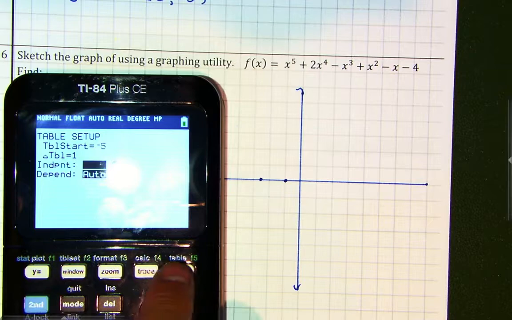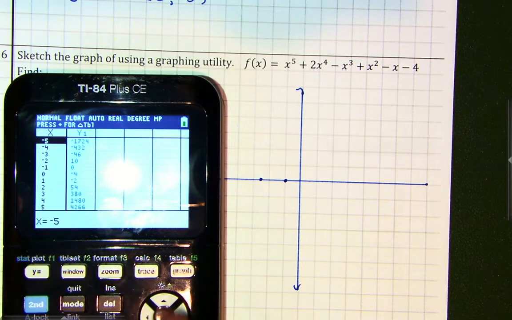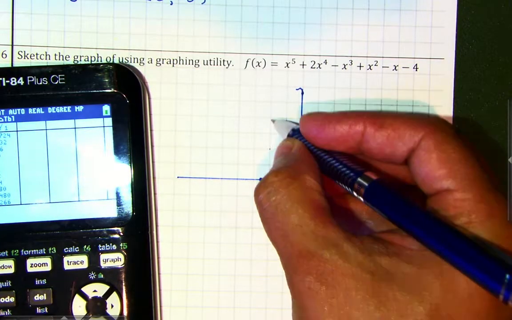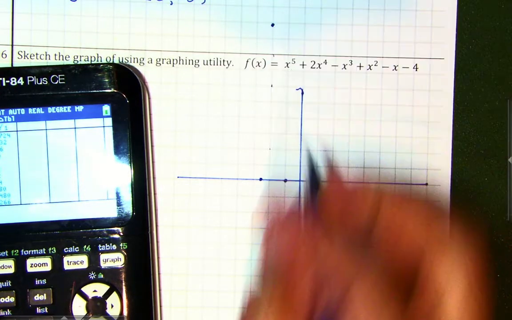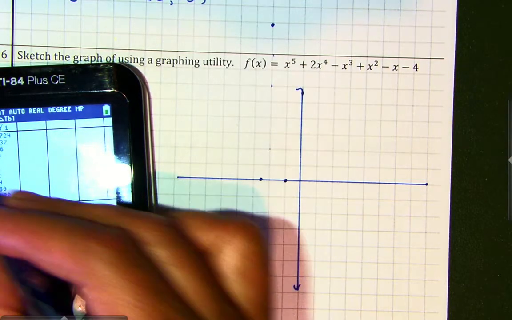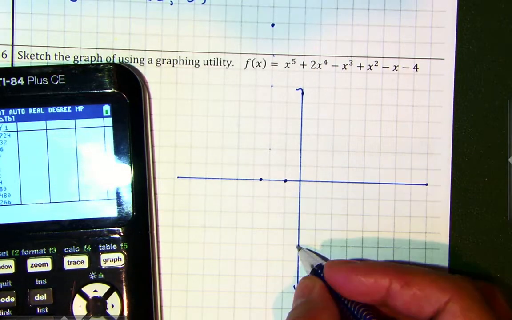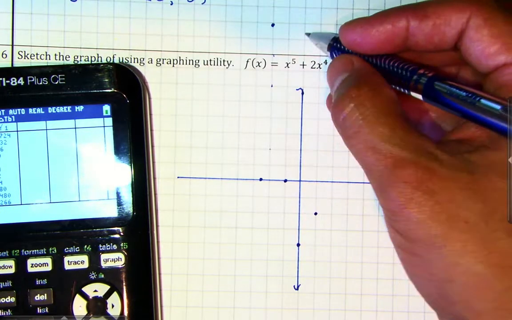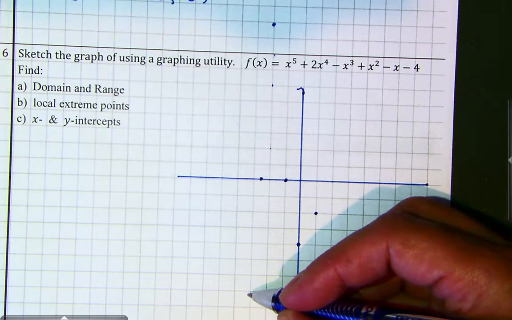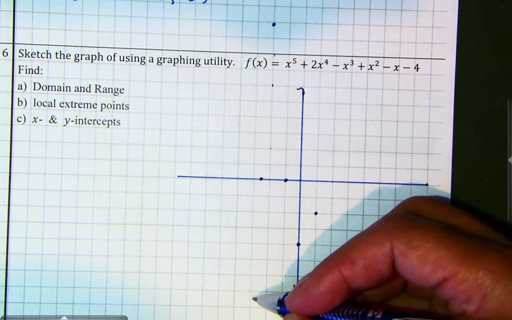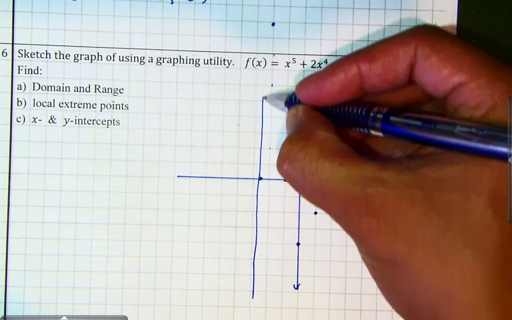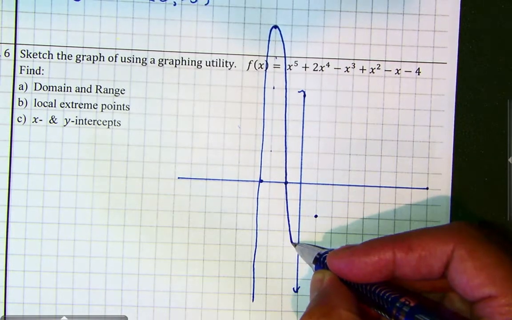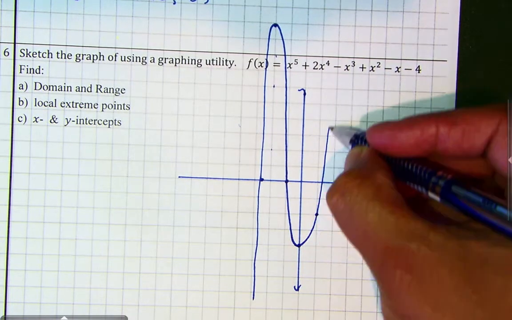I'm going to go back into table now that I changed it. And now I can see that at -2 is 10. -1 is 0, which is perfect. At 0 is -4. At 1 is -2. At 2 is 54. At -3 is -46. So it comes from here, goes up, comes down, collects that one point, goes back up, and that's all we're able to see.